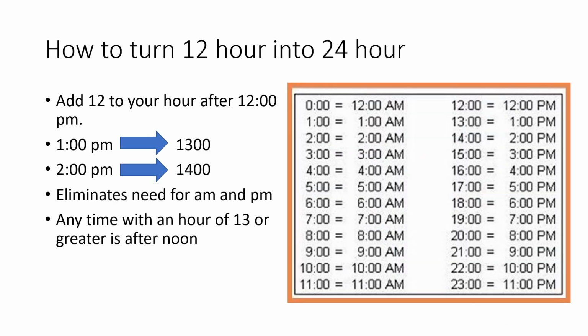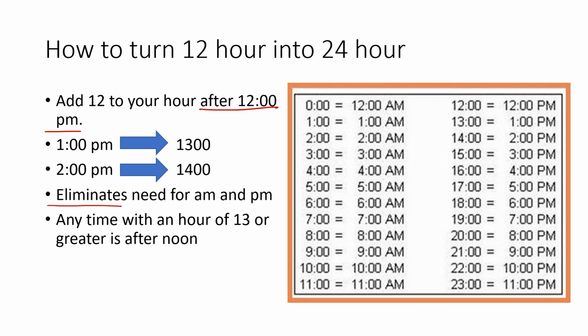So how do we turn 12-hour time into 24-hour time? It's pretty simple. After 12 p.m., after noon, you're going to add 12 to your hour. So starting at 1 p.m., 1 p.m. becomes 1300 because it's the 13th hour in the day. 2 p.m. will become 1400, etc.